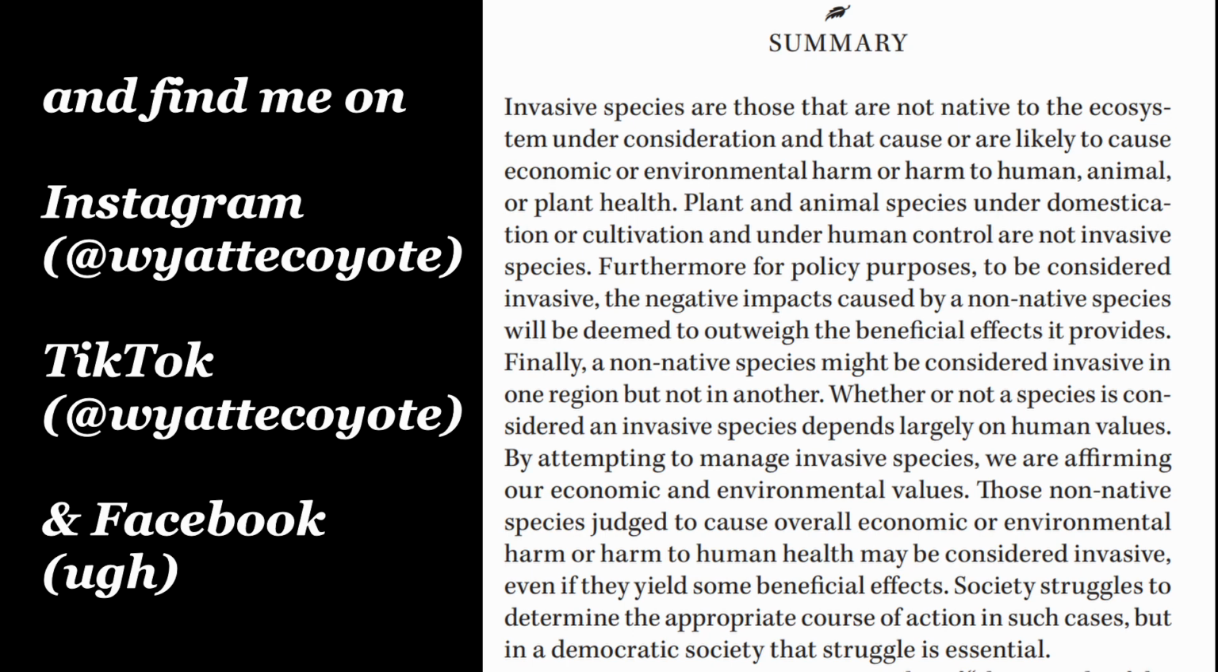Furthermore, for policy reasons, to be considered invasive, the negative impacts caused by a non-native species will be deemed to outweigh the beneficial effects it provides. Finally, a non-native species might be considered invasive in one region but not in another. Whether or not a species is considered an invasive species depends largely on human values. By attempting to manage invasive species, we are affirming our economic and environmental values. Those non-native species judged to cause overall economic or environmental harm or harm to human health may be considered invasive even if they yield some beneficial effects.